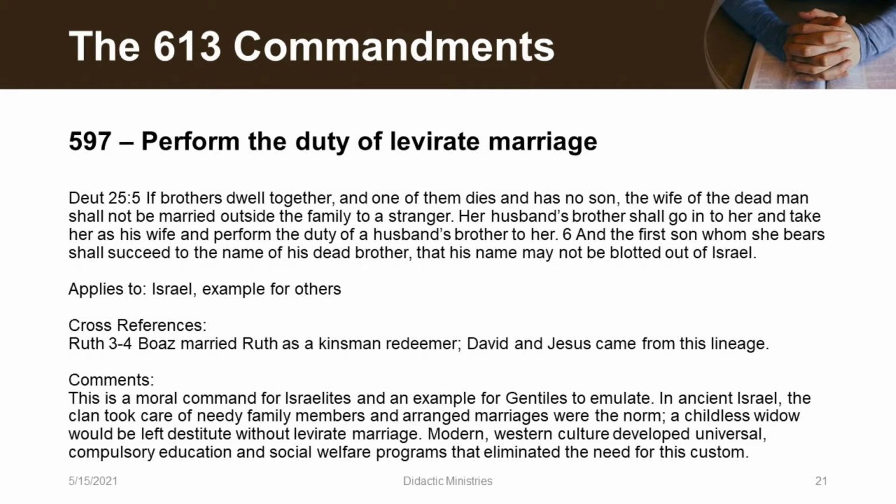Commandment 597, perform the duty of levirate marriage. Commandment 598, produce an heir by levirate marriage.